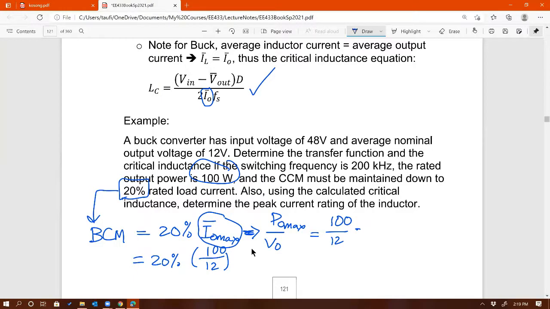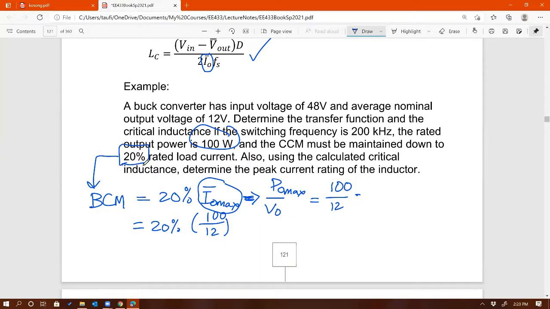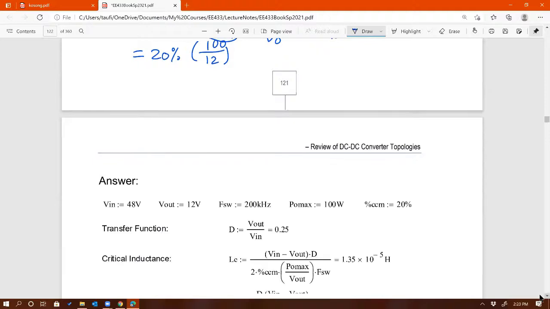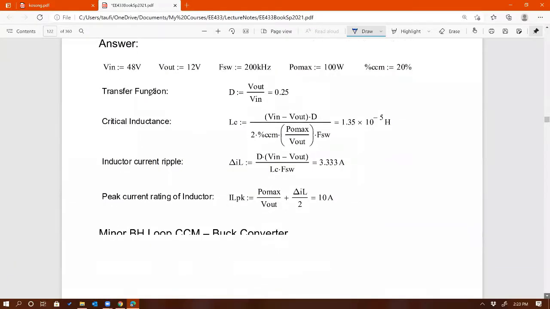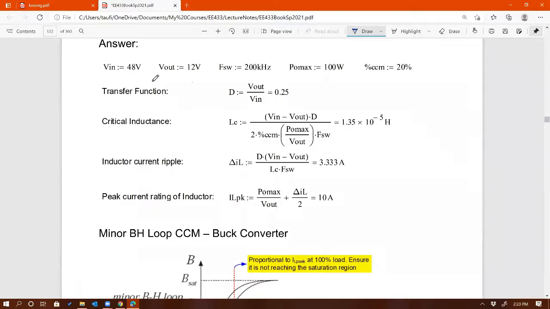So that 20% is very important to know, okay? Again, people who took EE433 already learned this, but for those of you who have not, that 20% is really crucial information to have, because that defines our BCM, which then defines LC, critical inductance, right? So BCM is 20% of I out max in this case, right? And I use MathCAD to do this, right? I define all of those given values, find the duty cycle, and then just type in the equation for LC, and I get the critical inductance.